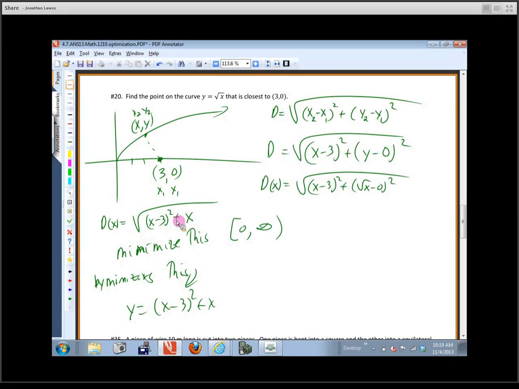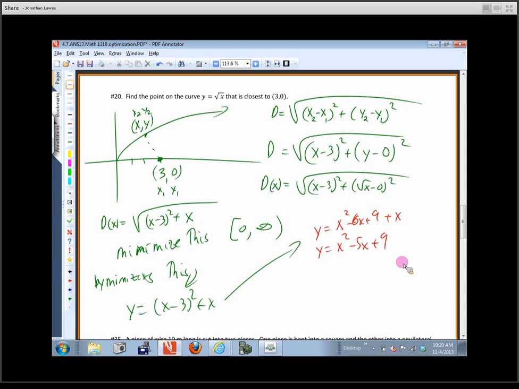If you minimize the radicand, haven't you minimized the radical? If you minimize what's underneath the square root, haven't you minimized the square root of what's underneath it? Does that make sense? So I can find the minimum of this right here, and let's think about this for just a second. I'm going to come up here and change colors. This would be y equals x squared minus 6x plus 9 plus x. So this would be y equals x squared minus 5x plus 9.